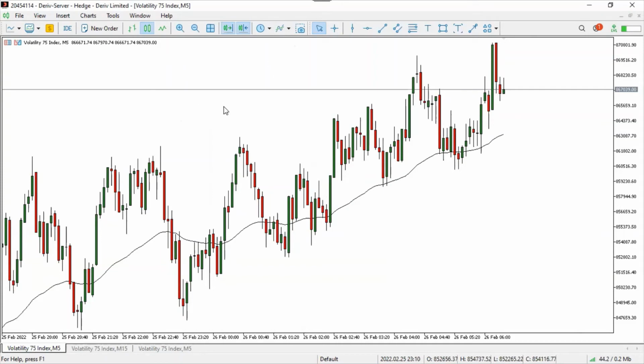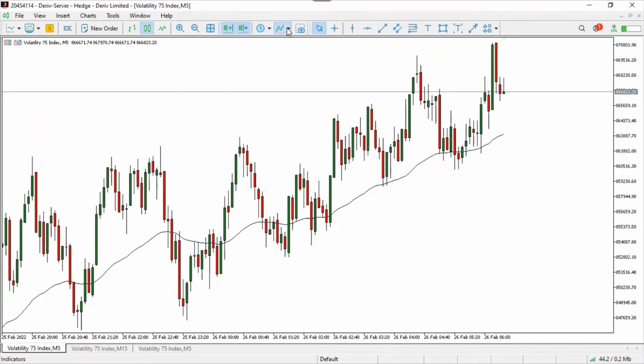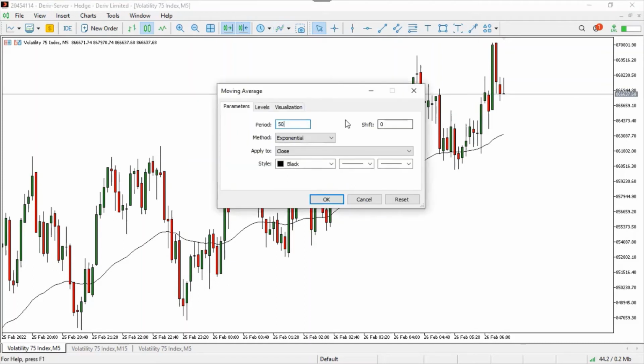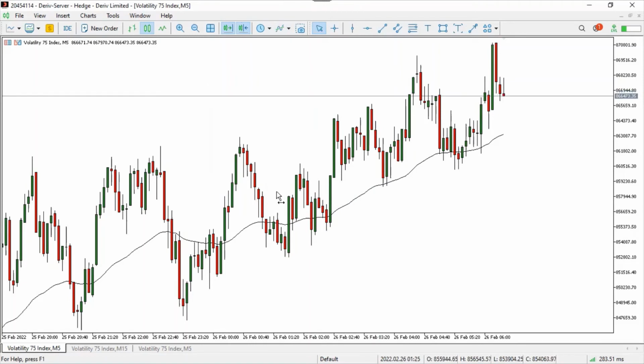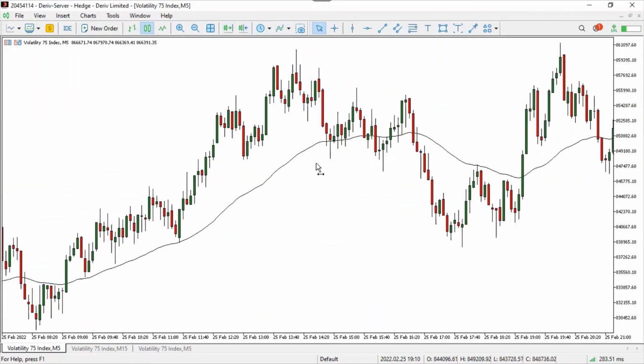Now the way you install exponential moving average 50: you go to your indicator, moving average, put period 50, shift 0, method exponential, apply to close. You can use any color of your choice, then you say okay. So that's just it. Now, the way I use it, anytime we're trading above the moving average 50, I look for buy opportunity, because this is binary options and it's very, very volatile. Anytime we're trading below it, I look for sell opportunity.